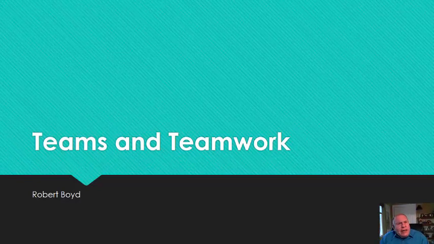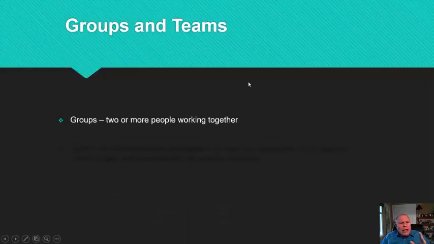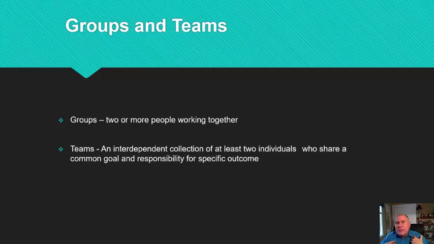Today's lecture is on teams and teamwork. Let's start out by looking at the difference between a group and a team. You have been working in groups for the most part. Groups are two or more people working together. Teams are an interdependent collection of at least two or more individuals who share a common goal and joint responsibility for an outcome.